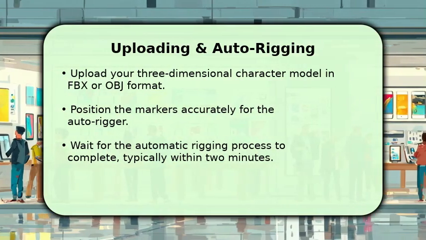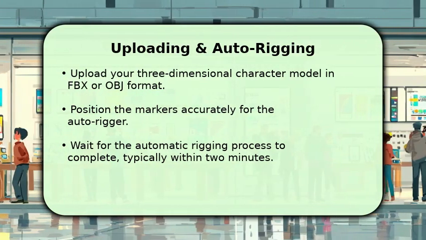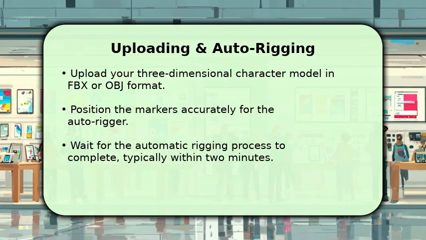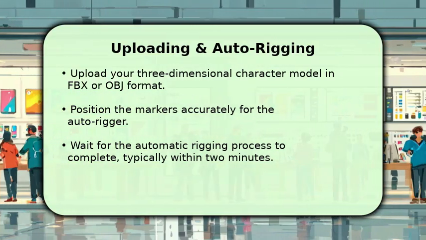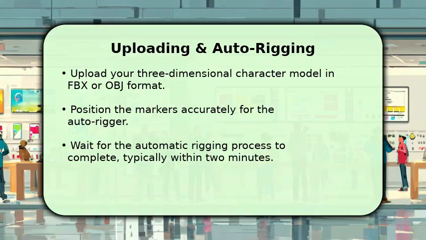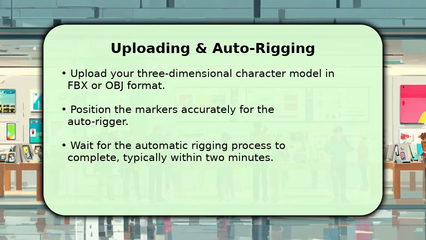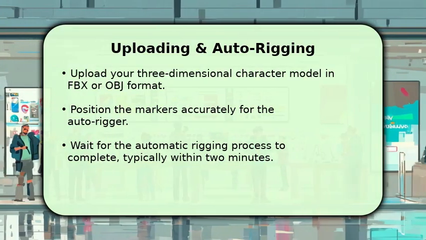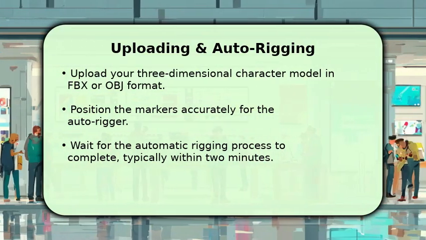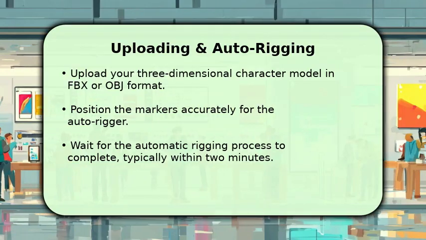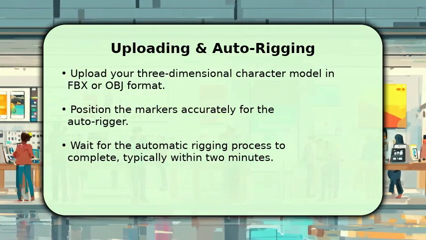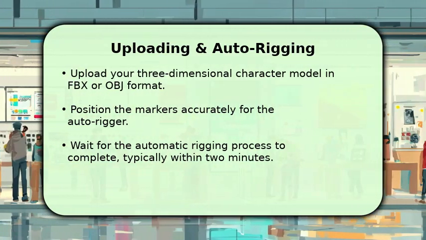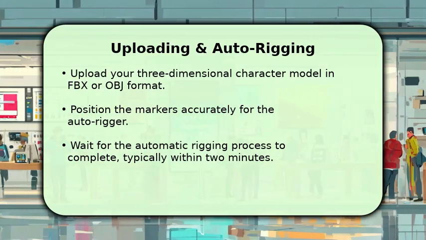Next, let's get your character ready. Click the Upload Character button and select your three-dimensional model, preferably in FBX or OBJ format. The auto-rigger will then guide you to place markers on key joints like the chin, wrists, elbows, knees, and groin. This process usually takes less than 2 minutes. Once complete, Mixamo automatically rigs your character, making it ready for animation with a full skeletal structure.